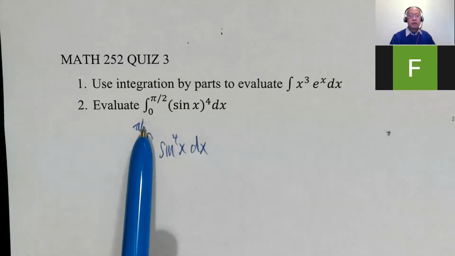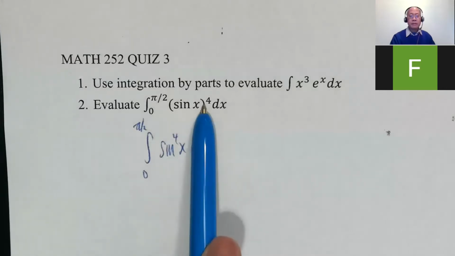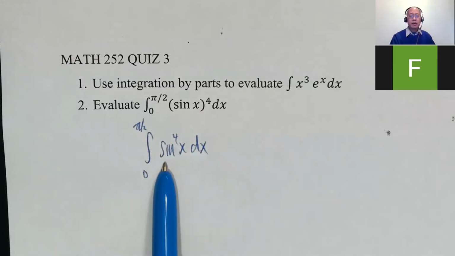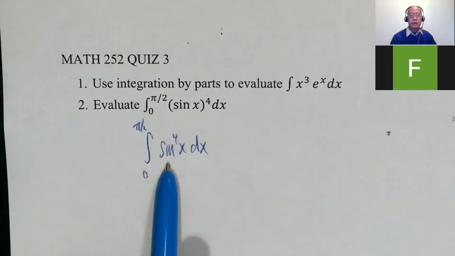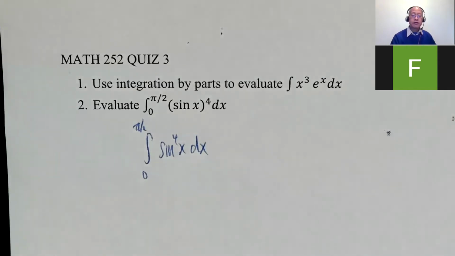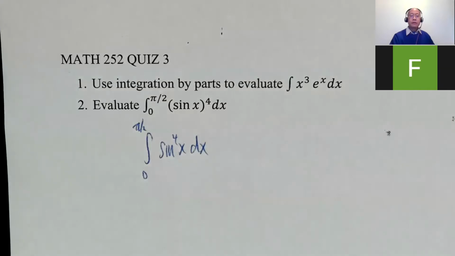Number 2, integral from 0 to pi over 2 of sine x to the 4th power dx. My computer typed it out like that, but it's the same thing as sine to the 4th x dx. Now, we did a cosine to the 4th. So look in your notes at how we did cosine to the 4th, and it's very similar to work out the sine to the 4th. There's a formula for sine squared, right? Sine squared of theta is 1 minus cosine 2 theta over 2. Remember that one? Okay, so that's what we have.